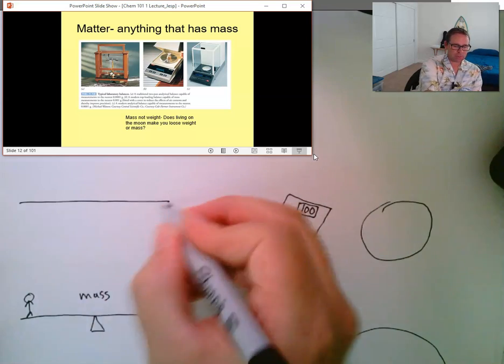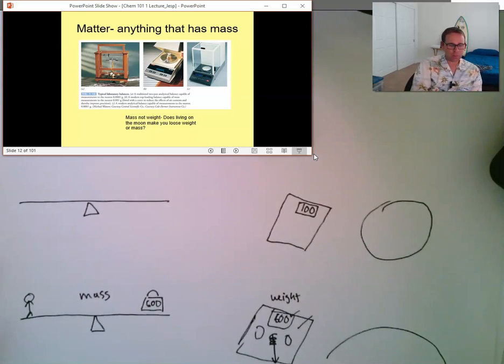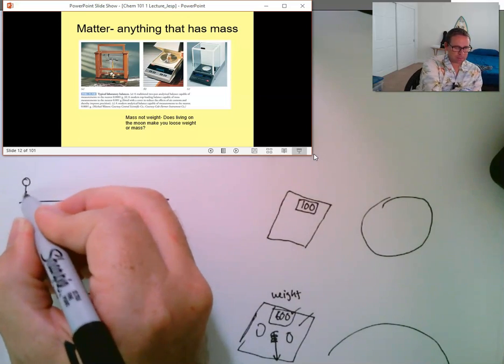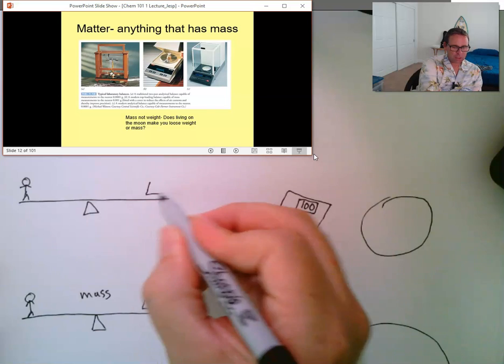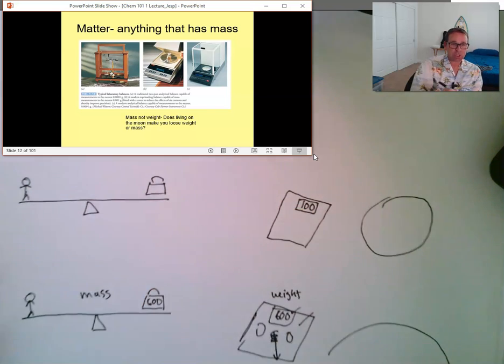So, here's my balance on the moon. There I am. What kind of mass should I put on the other side so that my balance works on the moon? What do you think, Tom?